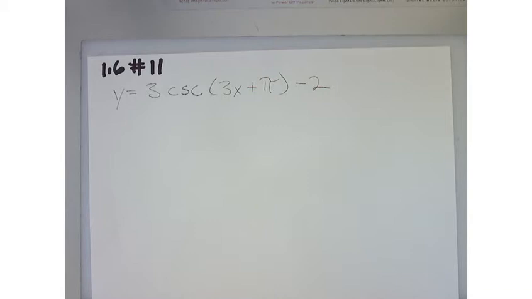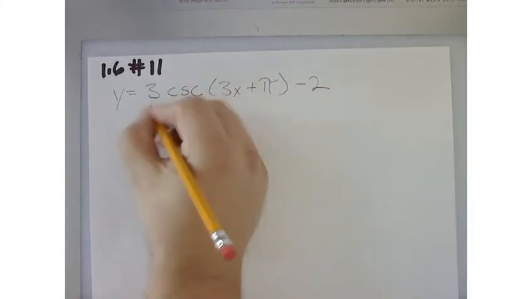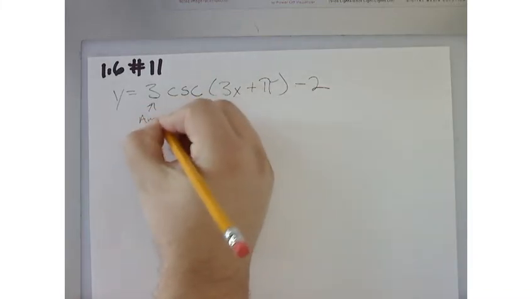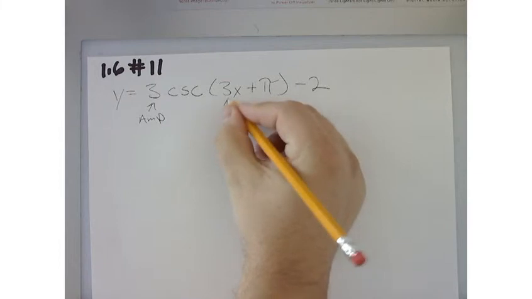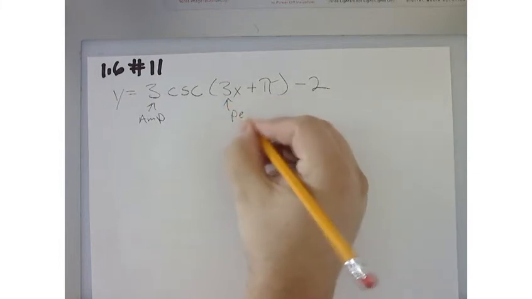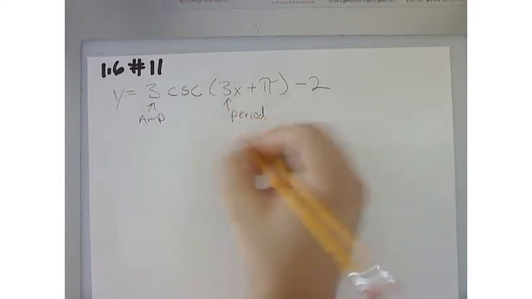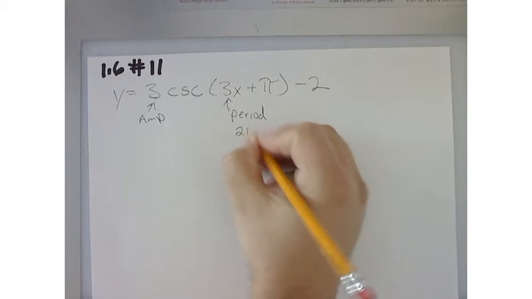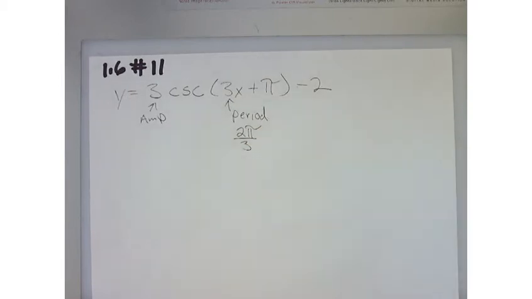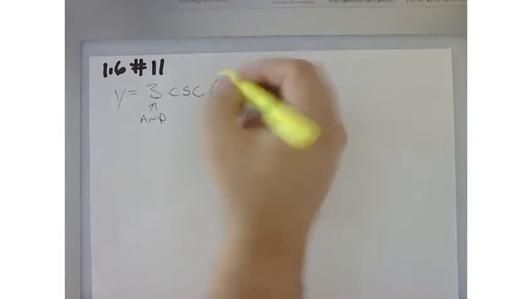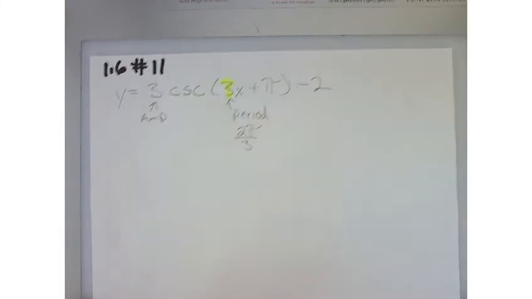Well, now the period, so let's talk about this. This is the amplitude, right? The period is going to be calculated by saying 2 pi over 3, right? That's how you find that. Where did I get the 3 from? The 3 just comes from this. It's 2 pi divided by whatever this is, right?